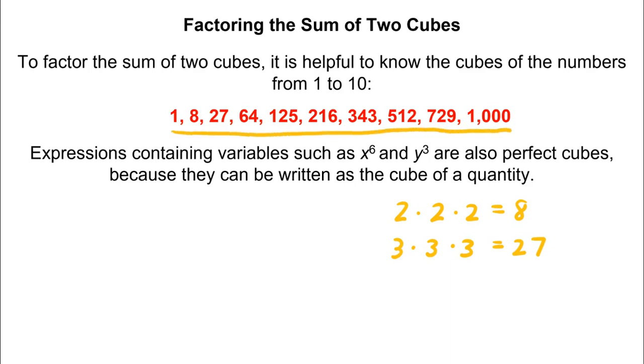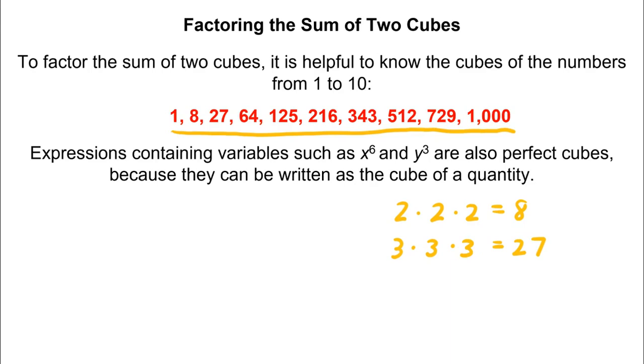1 is a perfect cube because it's 1 times 1 times 1. 8, of course, is a perfect cube because it is 2 times 2 times 2, or 2 cubed. 27, 64, 125, and so on. So it's going to be helpful for us to be able to recognize perfect cubes when we see them.